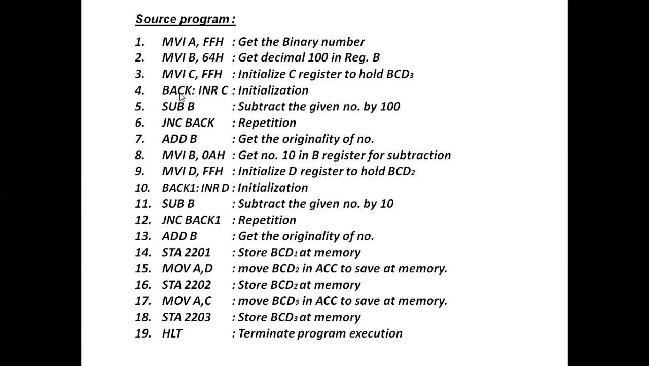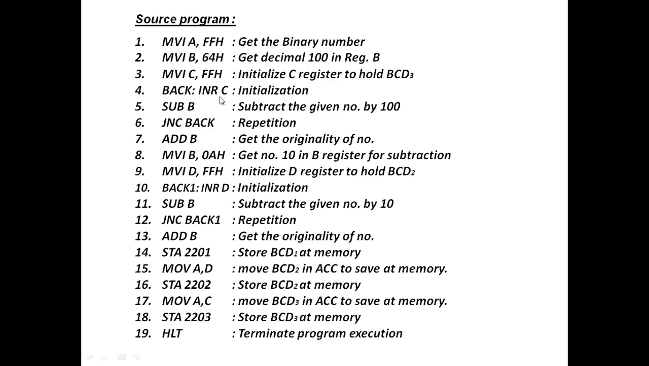So you will enjoy it if you try to understand the program. It is a very easy program. First of all, the actual number is taken, and then it is subtracted by 100. So we are in requirement of loading the number 100 into the B register and initializing a certain register which can hold the value of BCD3, and then we are incrementing it, so that is the initialization process. C will become 0. Then 255 is subtracted by 100, so it will become 155. Carry will not be generated.